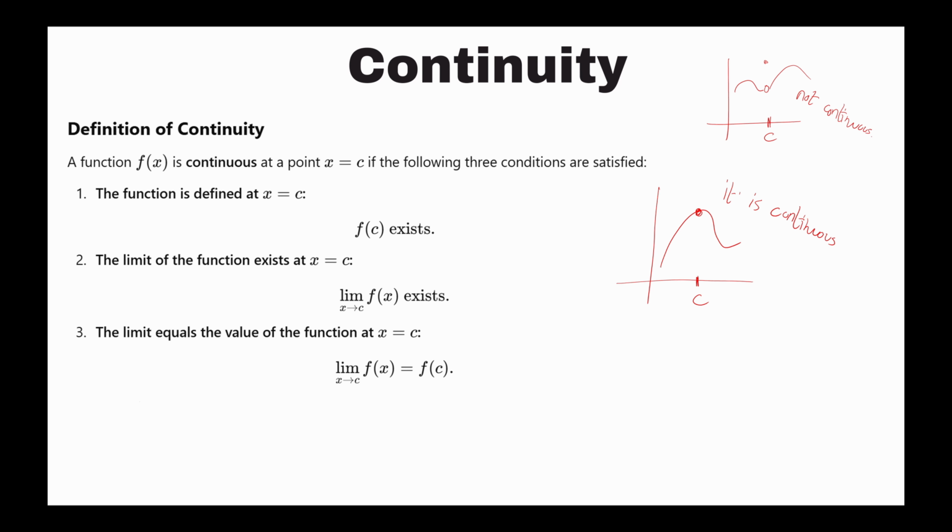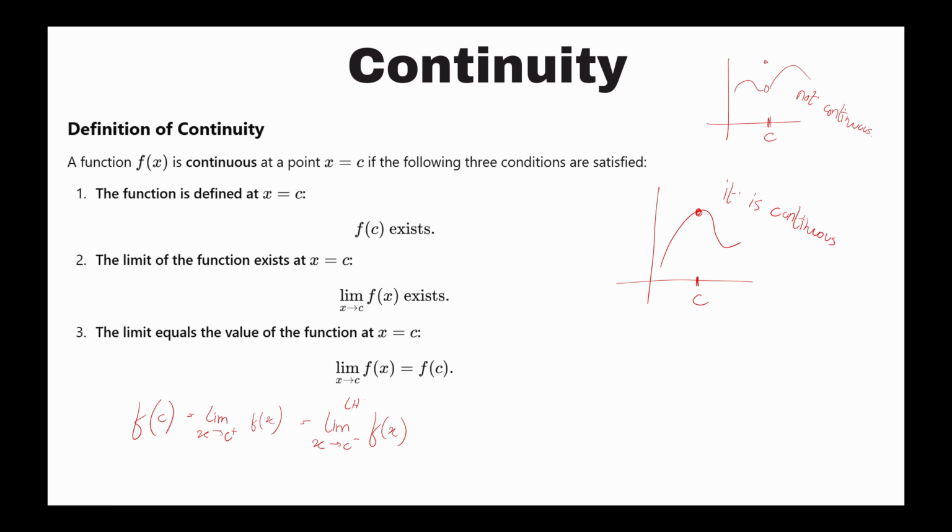Simply, we find out our f of c at that point, we find out our RHL, limit x tending to c plus of f of x, we find out our LHL, limit x tending to c minus of f of x, and we equate all these things.